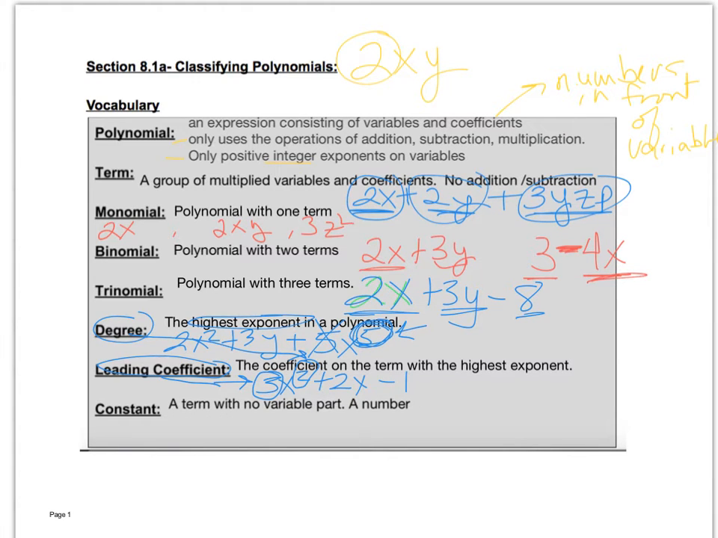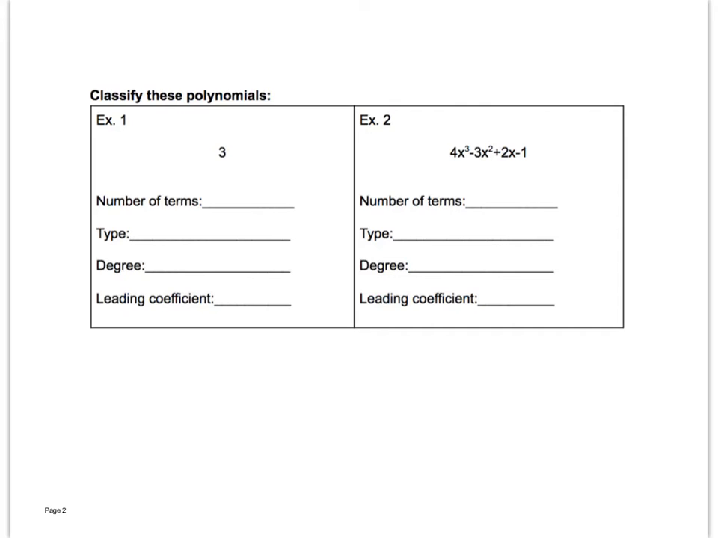A constant is a term with no variable part. No variable part at all. So it's just plain old a number. Like up here, my minus 8, that was a constant. Up here, the 3, that's a constant. If I have 2x minus 4, the 4 is a constant. If I have just 5, that's a constant. Constants are terms with no variable part. They're just plain old a number. So if I look at just this 3, there's only one term. It's just 3. It's a monomial because there's one term.